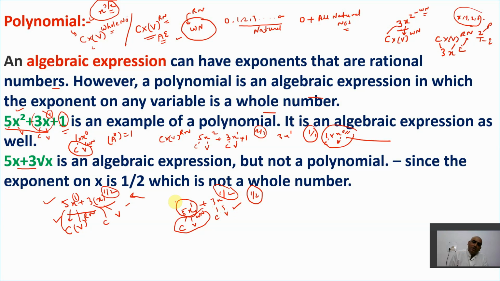polynomial. So if any term is not a polynomial term in an expression, then the whole expression is not a polynomial. To become a polynomial, every term should follow the idea of a polynomial. Then only it will become a polynomial, right? I hope you get this point. So that's why this is not a polynomial, because the power 1 by 2 is not a whole number. I have explained algebraic expression and polynomial very well, and I hope you are now aware of this concept.